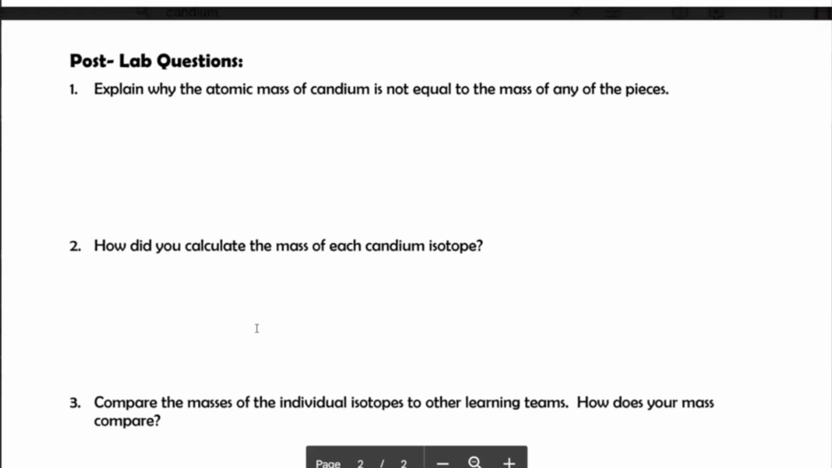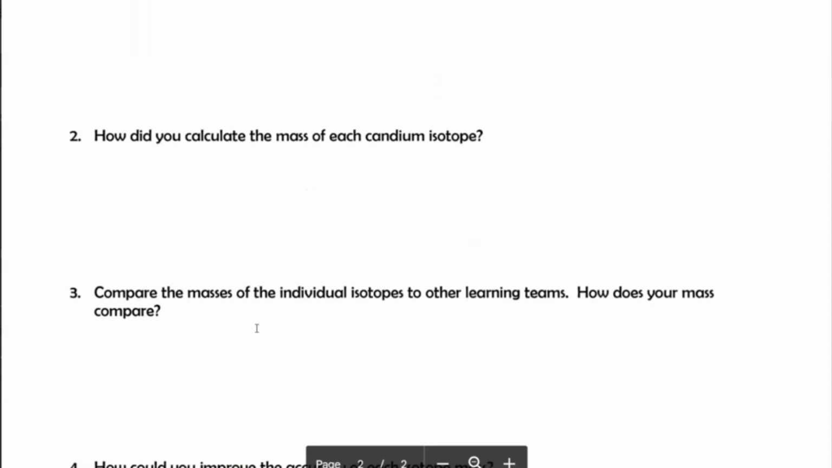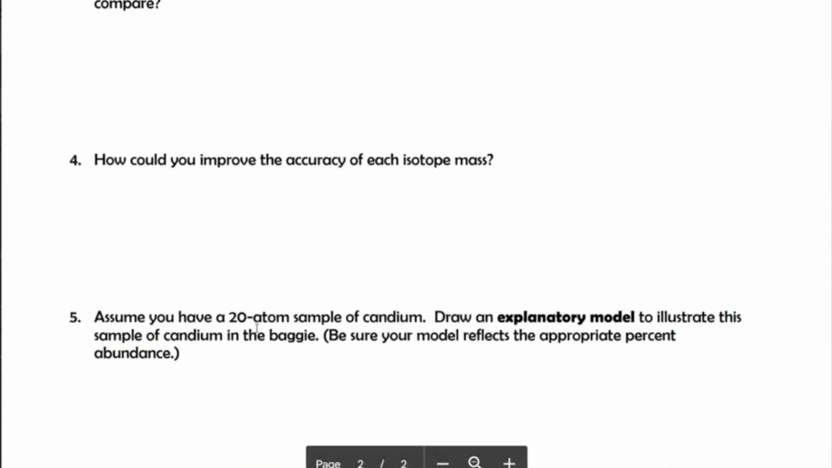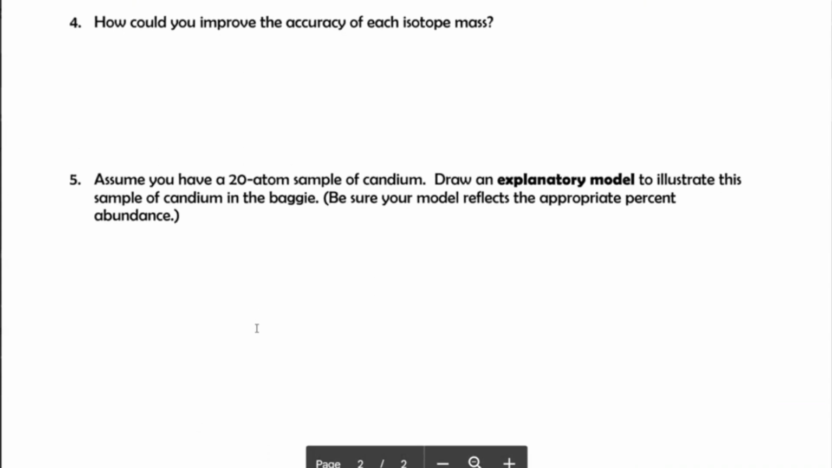So the post-lab questions really take a deeper look into why the atomic mass is not equal to any of the mass of the pieces, which I think is a really good question for the students to think about. It has them think about how they decided to compute and obtain the mass of each candium isotope. And then finally, down here, what I really love is that the students spend time drawing an explanatory model to illustrate their sample of candium in the baggie.